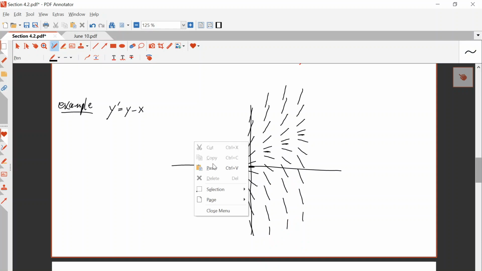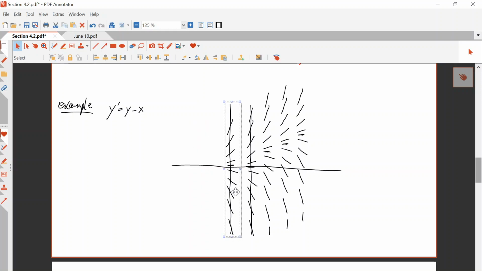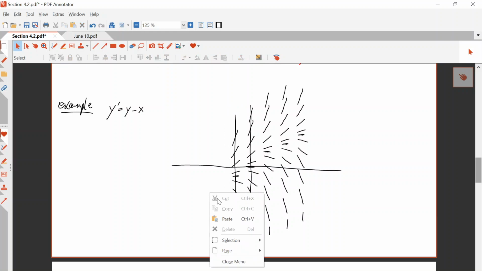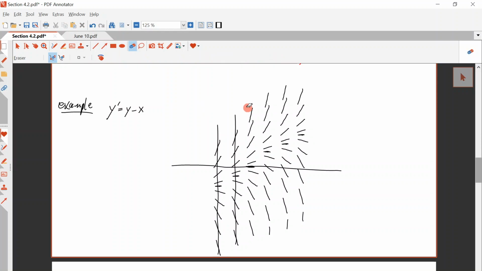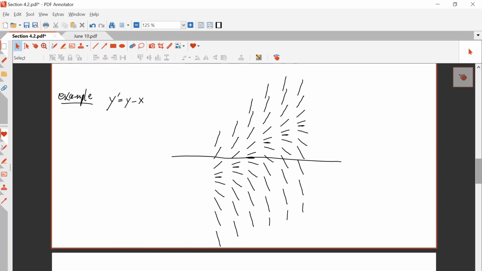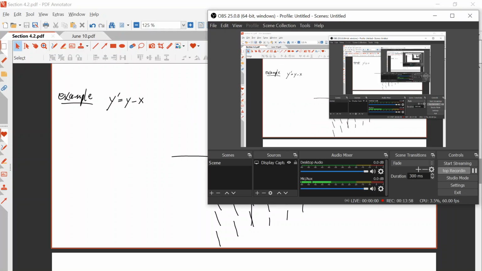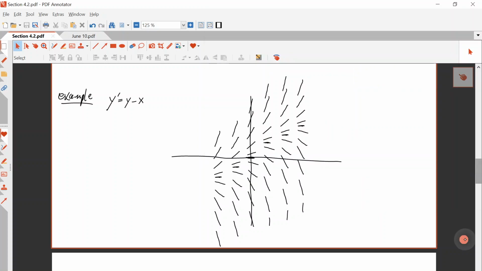And then going in the opposite direction when x is negative. So for x equal to negative 1, we're down here. Negative 2, we're over here. Right, so there's a nice picture of this direction field. Oops, I didn't want to erase the y-axis. At the y-axis, okay, so this is the direction field for this one.